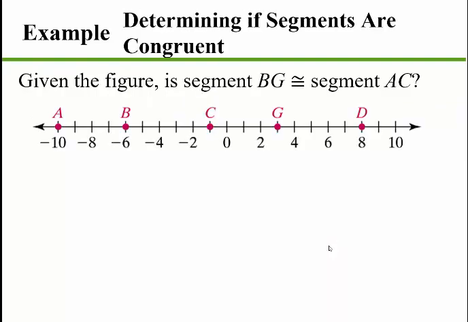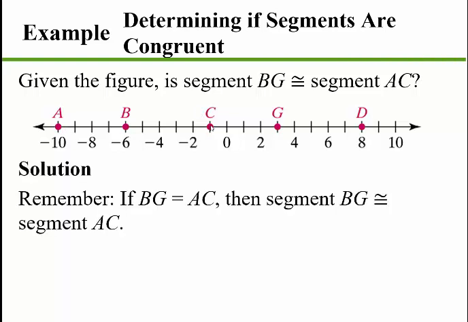All right, so given the figure, is segment BG congruent to segment AC? Here's BG. It goes from -6 to 3, and AC goes from -10 to -1.